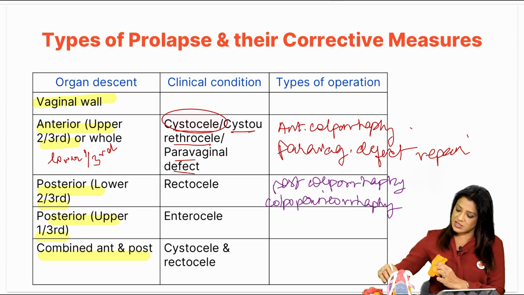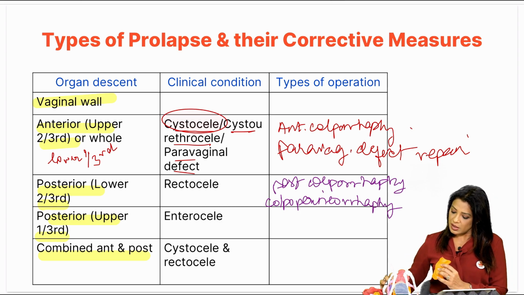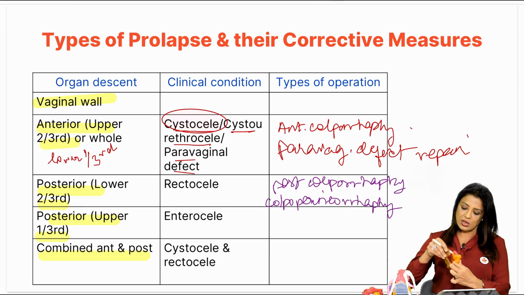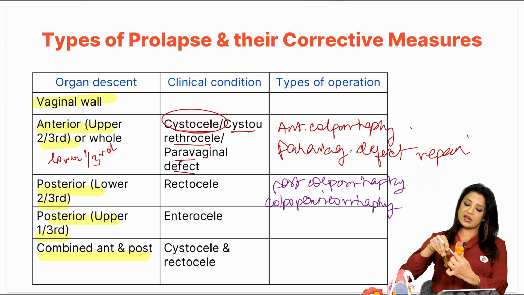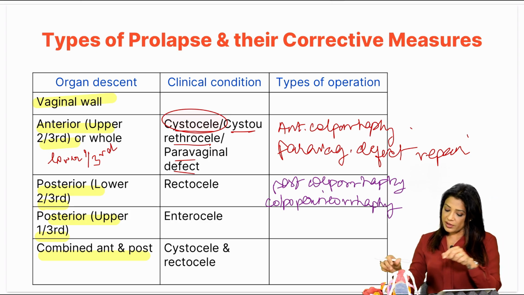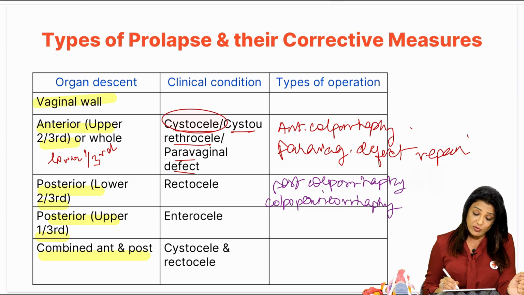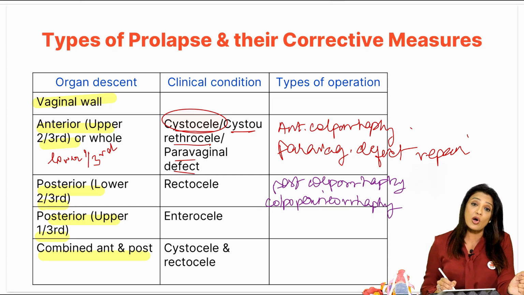Okay, so if you can see, this model is like this. The lower 2/3 of the vagina is in relation with the rectum. The upper 1/3 is in relation with the pouch of Douglas. Okay, I'll show you this model again in the close-up. So for the rectocele you are doing a posterior colporrhaphy or colpo-perineorrhaphy.